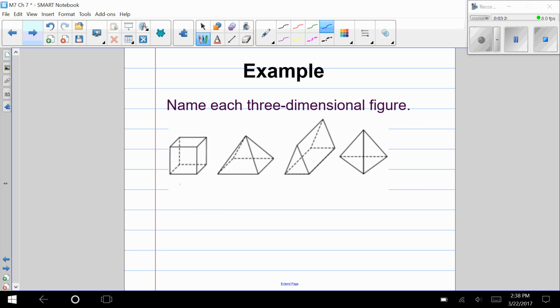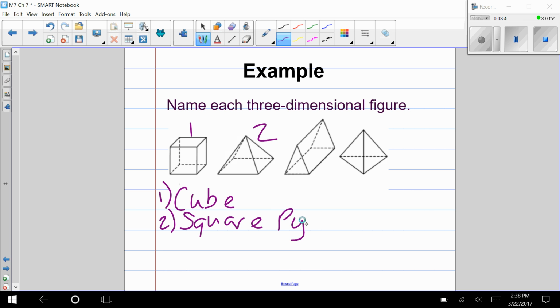Try this on your own. Name each of these three-dimensional figures. All right, this first one is a cube. The second one is a square or rectangular pyramid.